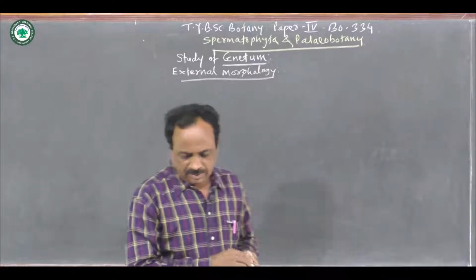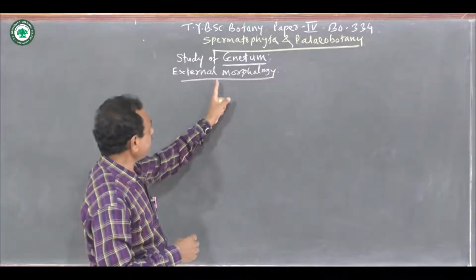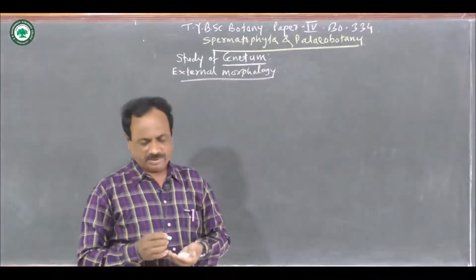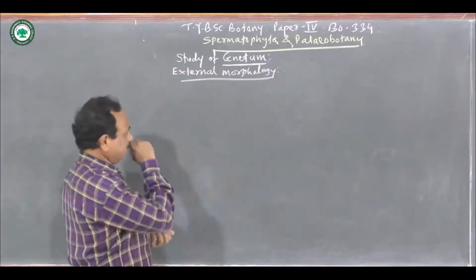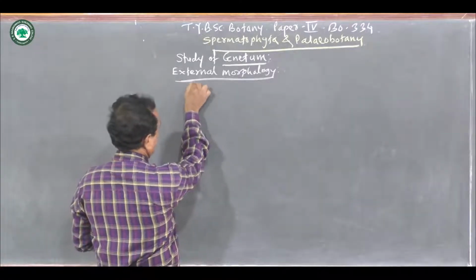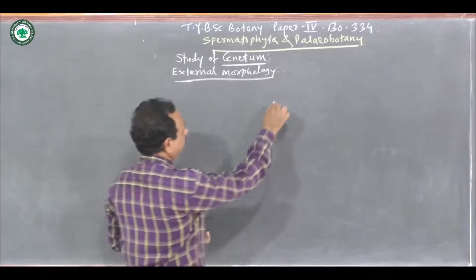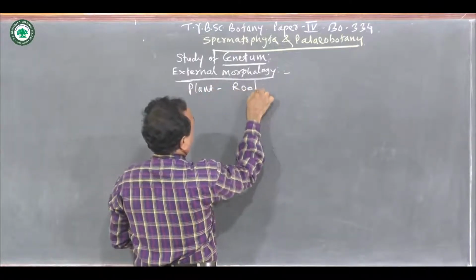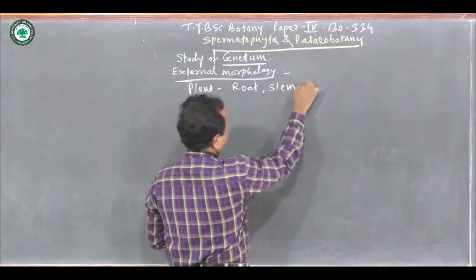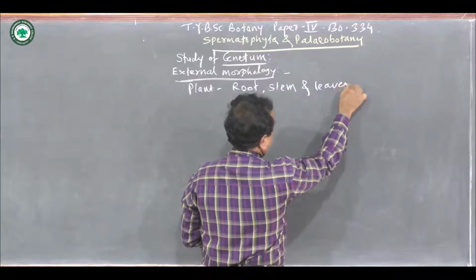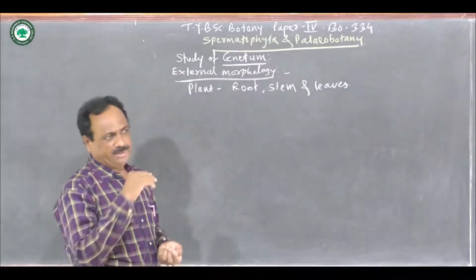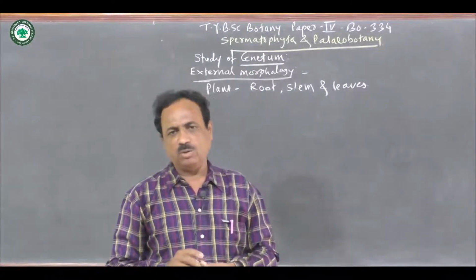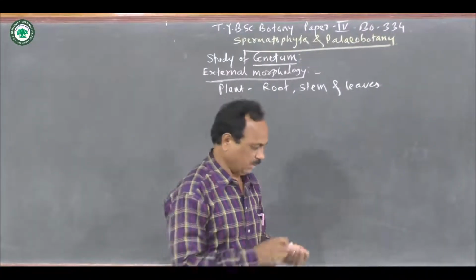First, I will explain the external morphology of the plant, that is Gnetum. If we see the plant body of Gnetum, it is differentiated into the root, stem and leaves. When the plant becomes mature, it produces the reproductive structures, that is the cones, the male cone and the female cone.